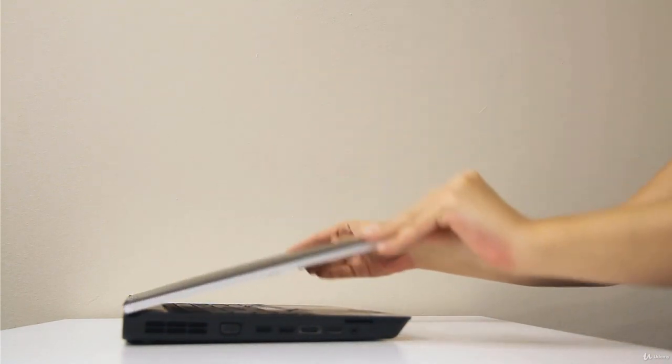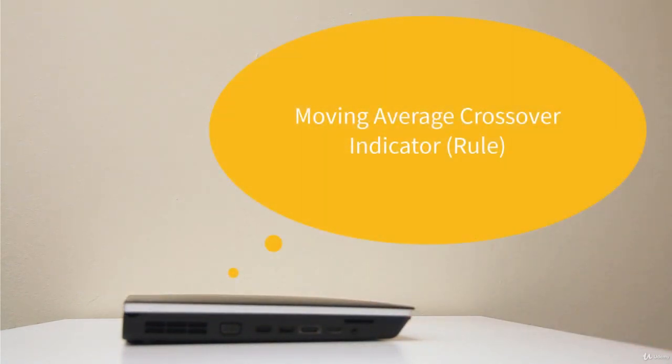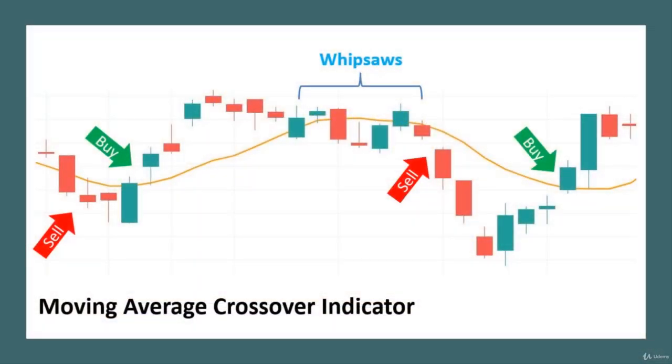And the concept we're going to use is an easy one to get started with. It's called the moving average crossover indicator, or moving average crossover rule. What it is: you have your prices on a chart here. We have red for down days and blue or green or black or whatever for up days. And you can see where the prices are kind of going up and down. And through them is this orange line.